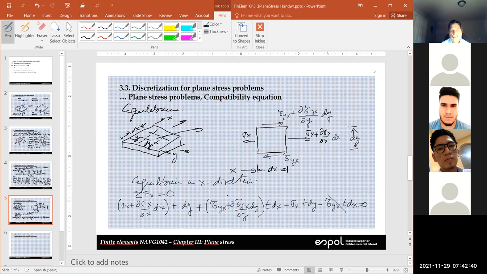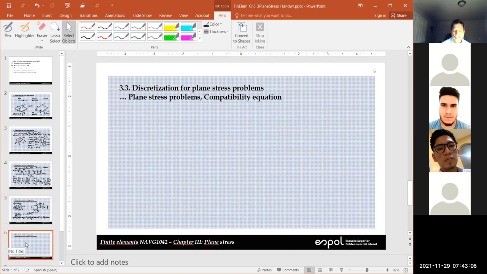So this cancels that. This cancels that. And then we see that we have dx dy t, dx dy t, so that's common. So we call it this like that. And the result is going to be that this term plus this term has to be equal to 0. So we can say that this plus this is equal to 0.